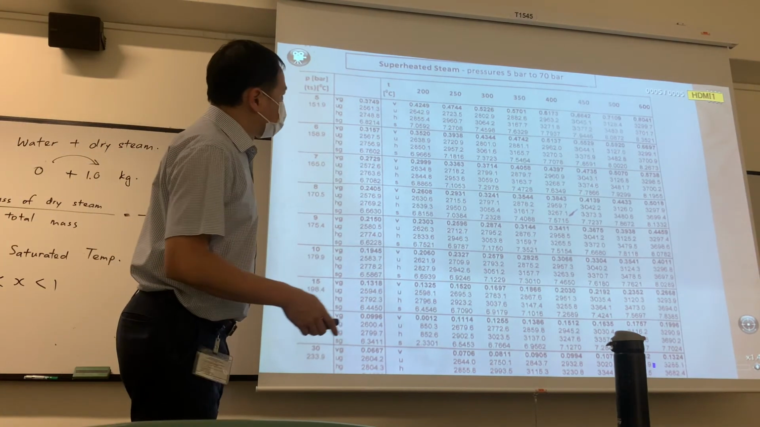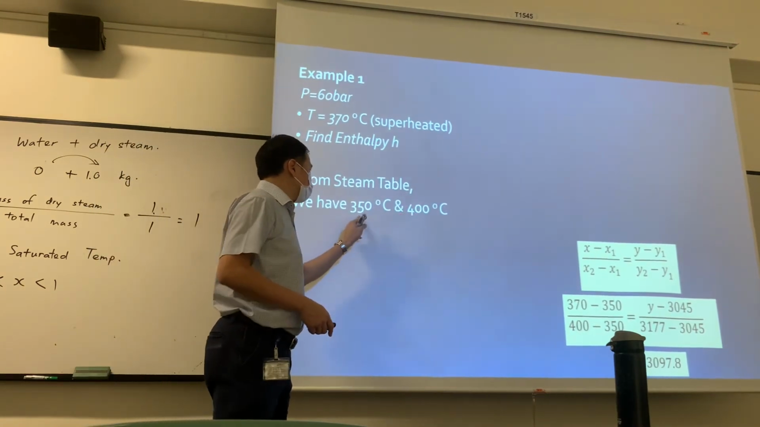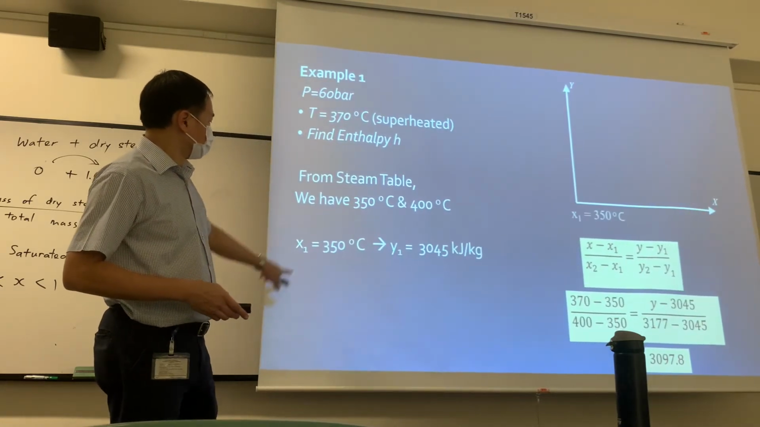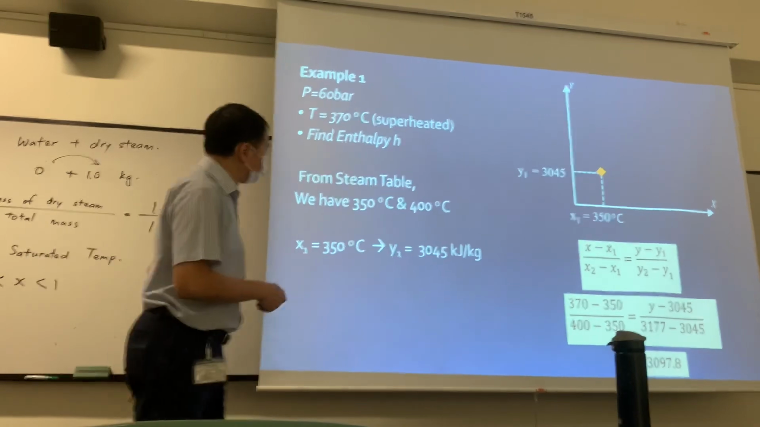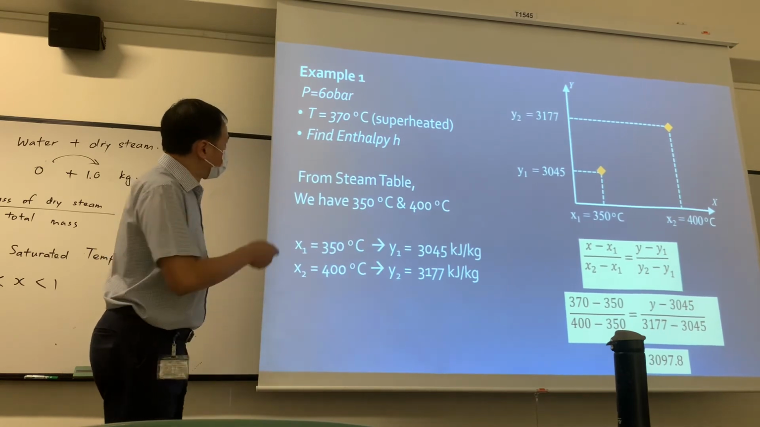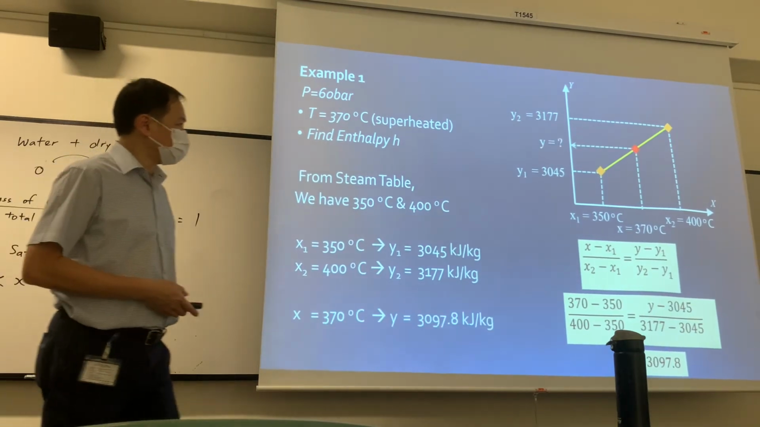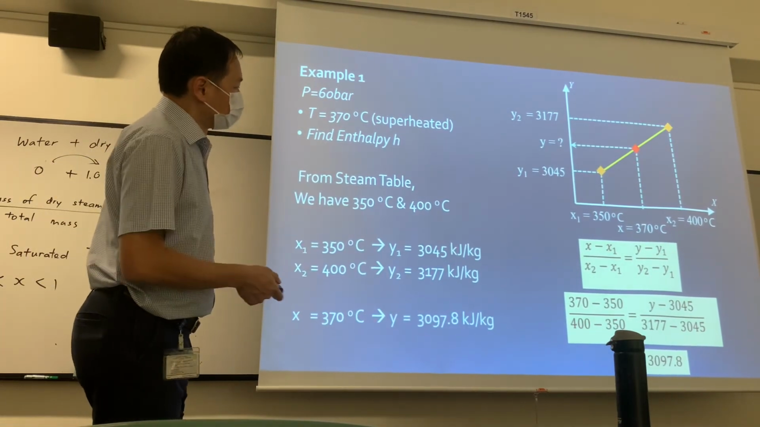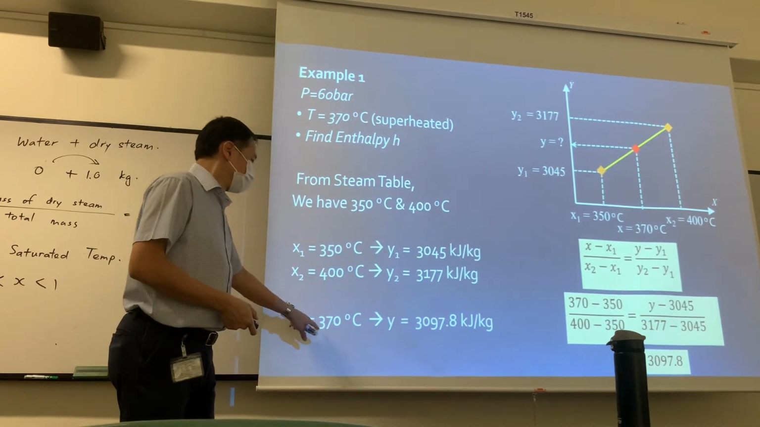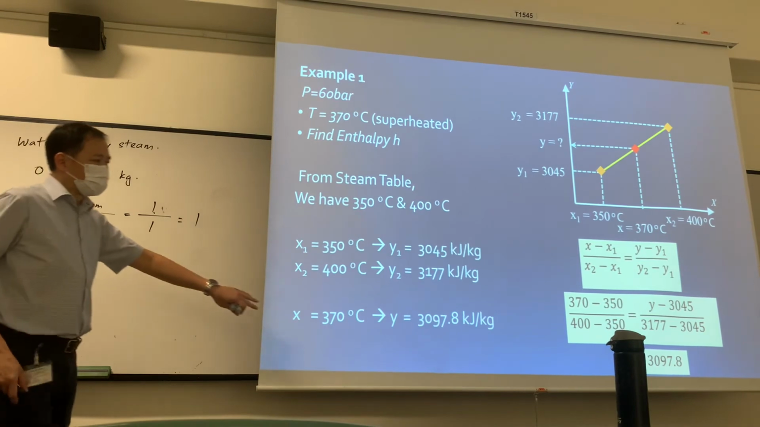So how to do interpolation? I look between these two temperatures, 350 and 400. At 350, I get this value of enthalpy. At 400 degrees C, I get another value. Then what I want, 370, is between these two. So I do an interpolation using this formula. I can work out at this 370 what my y value is, which is the enthalpy at 370 degrees. So this is how we apply the interpolation.